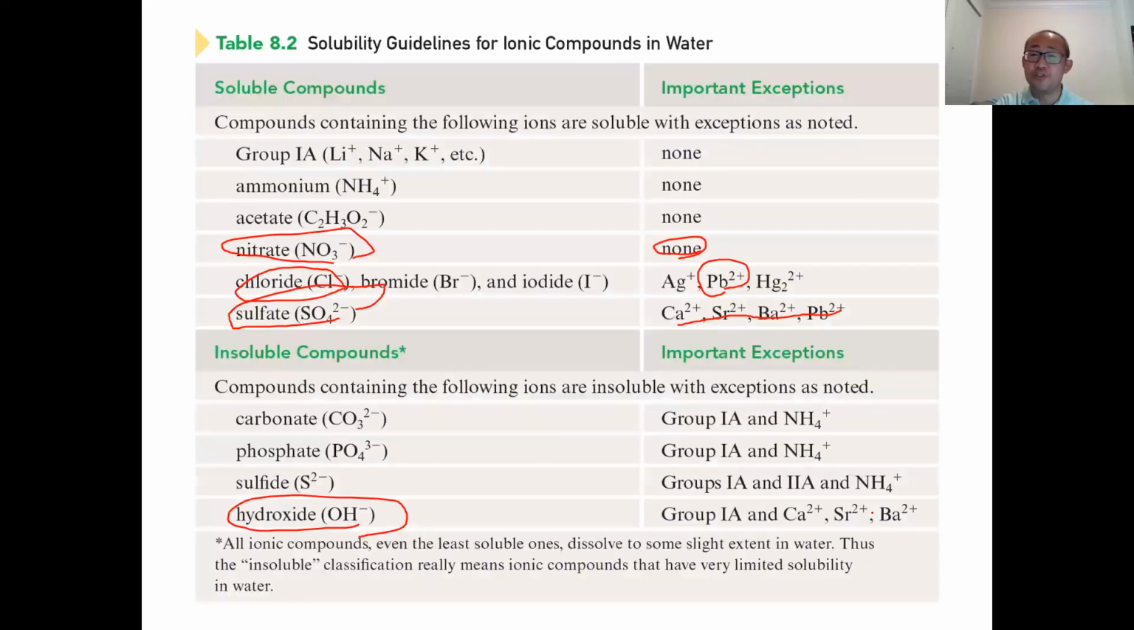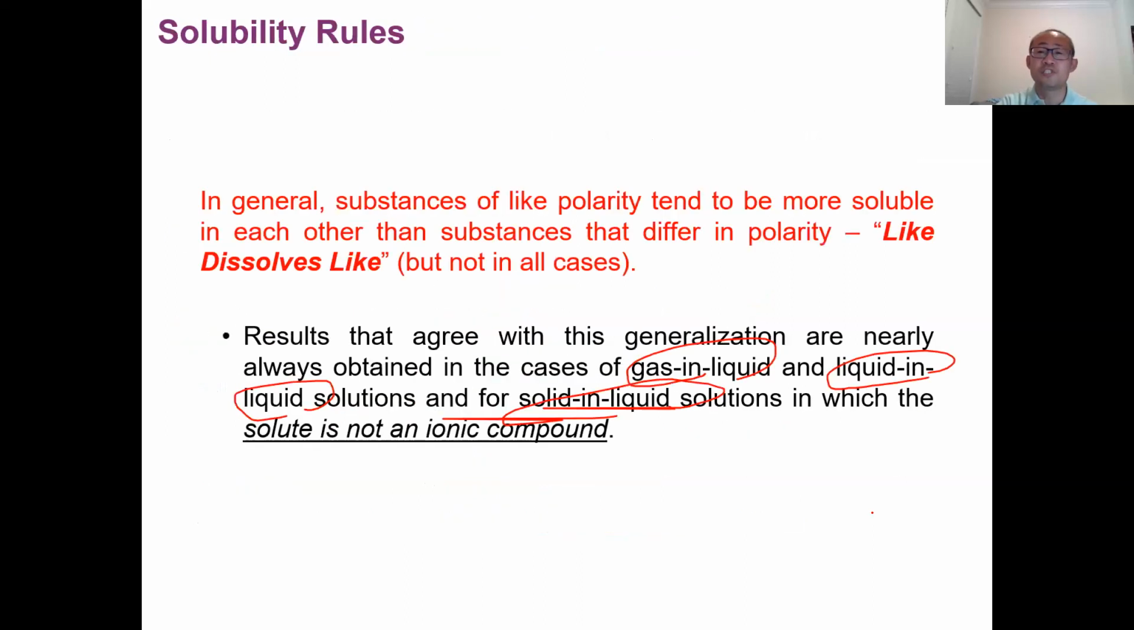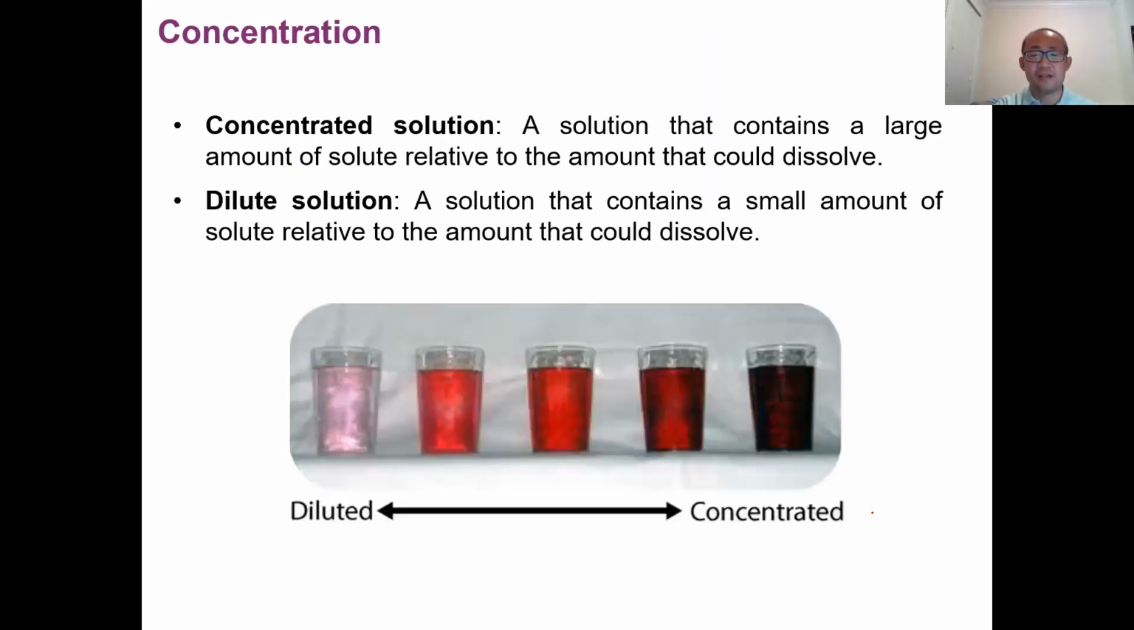But again, make sure you can use this chart to predict the solubility of ionic compounds, and then use like dissolves like to predict the solubility of compounds other than that. So I'm going to stop here, call it part 1, and in part 2, we're going to keep moving on, talking about the concentration of solutions. That is, how much solute is dissolved in a certain amount of solution, called concentration. And I'll see you in part 2.